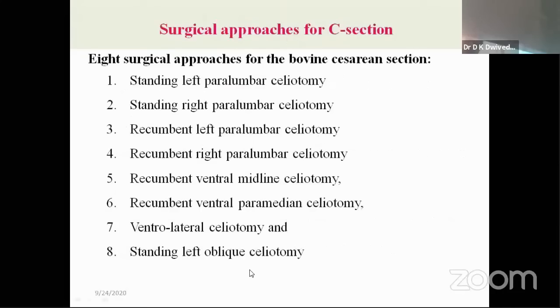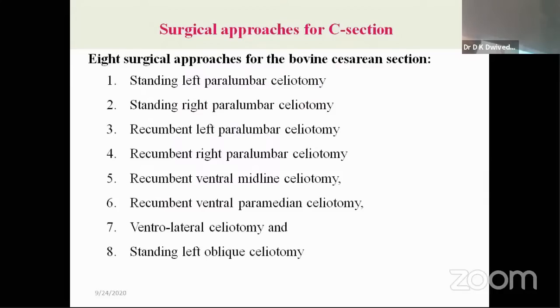Now, overall, if you look at the surgical approaches, whether standing or recumbent, there are a total of 8 approaches for the C-section. First, the standing left paralumbar ciliotomy. Second, the standing right paralumbar ciliotomy. Third, the recumbent left paralumbar ciliotomy. Fourth, the recumbent right paralumbar ciliotomy. Fifth, the recumbent ventral midline ciliotomy. Sixth, the recumbent ventral paramedian ciliotomy. Seventh, the ventrolateral ciliotomy. And lastly, the standing left oblique ciliotomy.